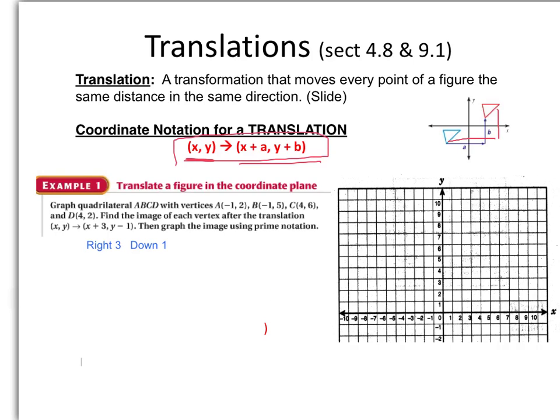So I'm going to graph all my points. A is at -1, 2, left 1 and up 2. B is at -1, 5, so -1 and up to 5. So that was my A, and this one was my B. C is at 4, 6, so to the right 4 and up 6.